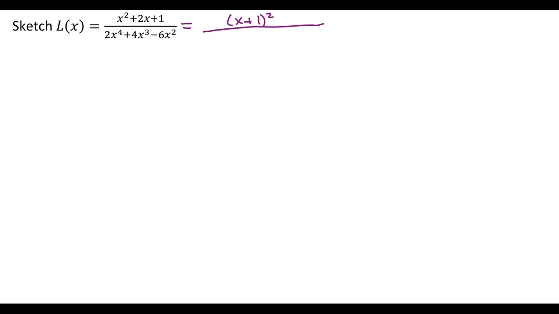In the denominator, that looks pretty rough, but I can factor out a 2 and an x squared from everything, and I think that will make things way easier to deal with. So I'm left with an x squared plus 2x minus 3. And I can actually factor that a little bit more. That will be an x plus 3 times x minus 1.